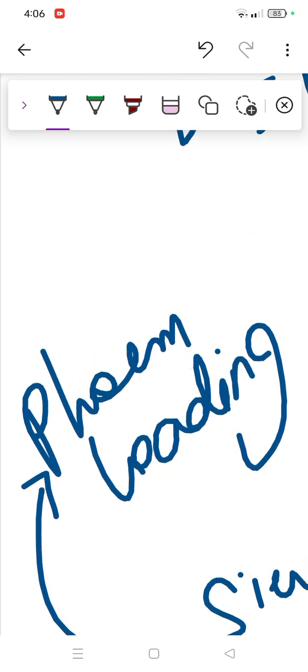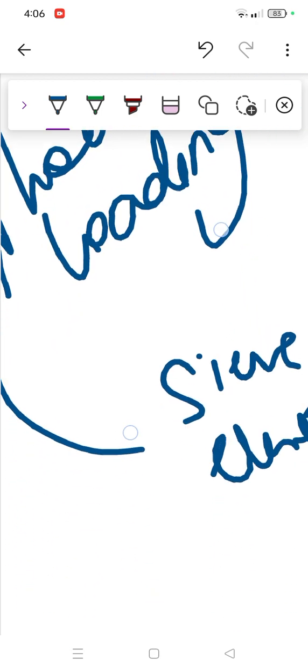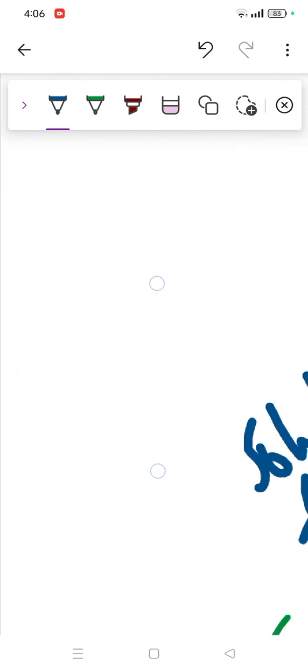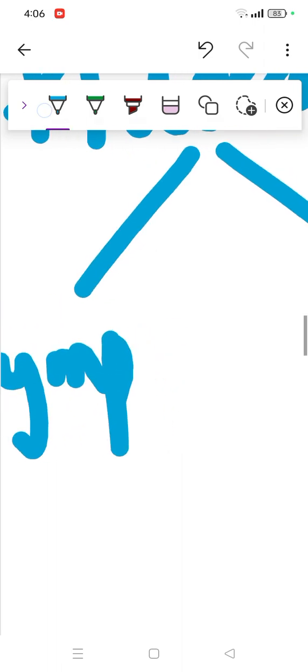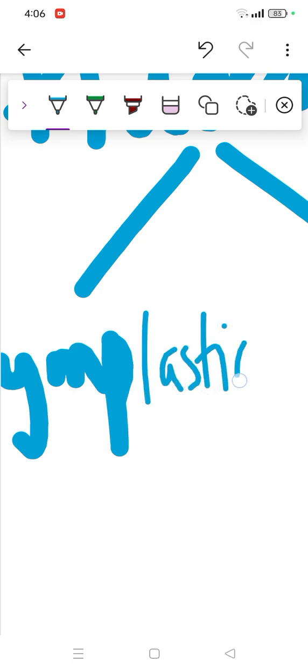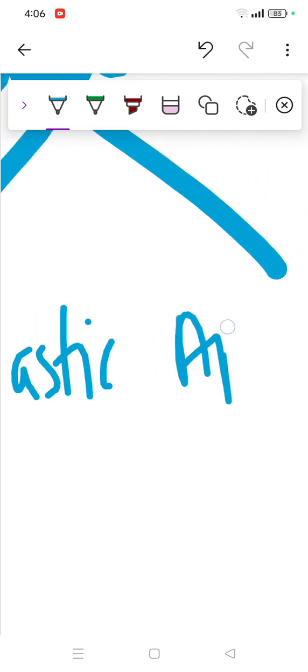Then the pathway of phloem loading may be either symplastic or apoplastic. We were discussing phloem loading. Phloem loading can be of two types: they may follow the symplastic path or the apoplastic path.